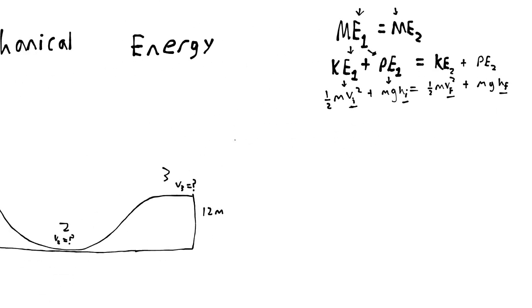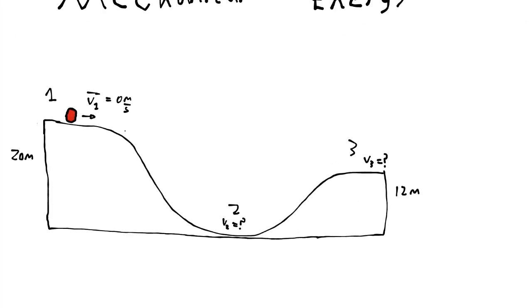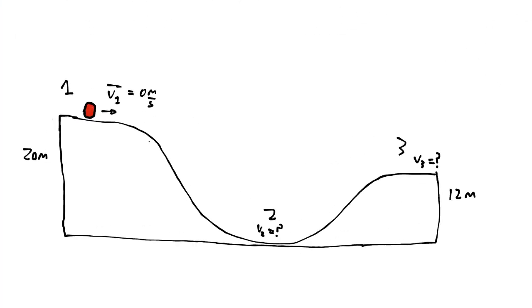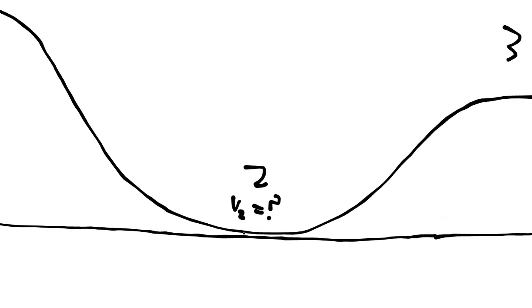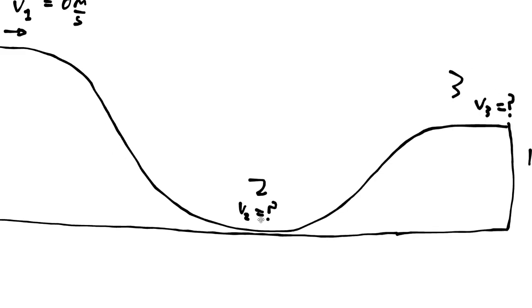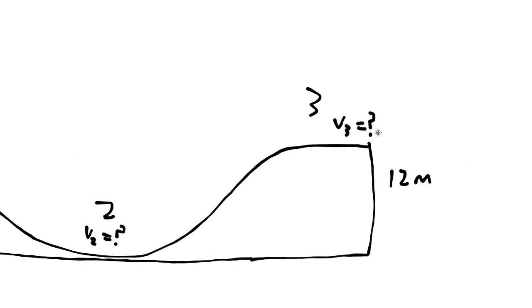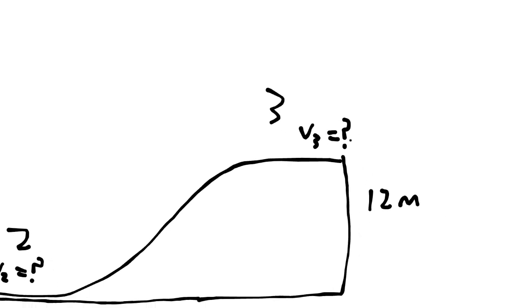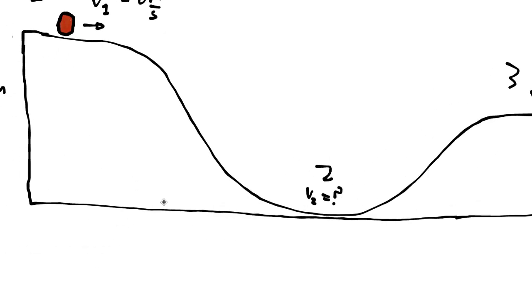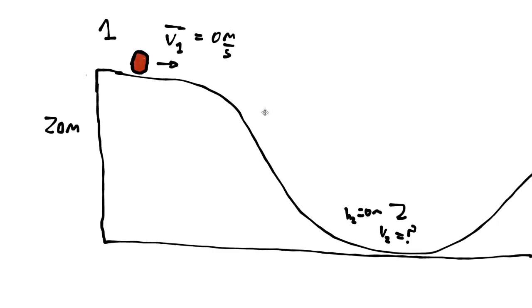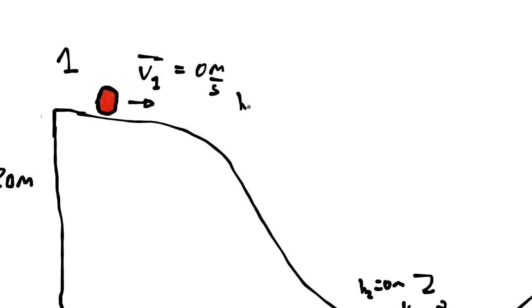Anyways, let's get into the problem here. There's a ball, it's starting at rest 20 meters up in the air, and it's going to go down to point 2, which is right here, where it has a velocity that's unknown, and then its height is equal to 0. I know it looks like there's still a little bit of a height, but we're going to say height is equal to 0 there. And then over here, we're trying to find the velocity right here, and it's 12 meters up. So I'm going to set height 2 equal to 0 here. So height 2 is equal to 0 meters, which means this height 1 right here is equal to 20 meters.